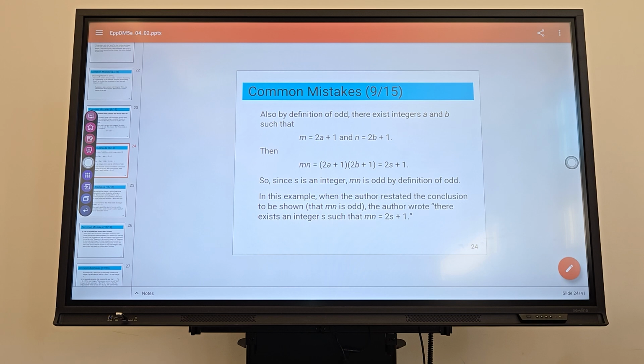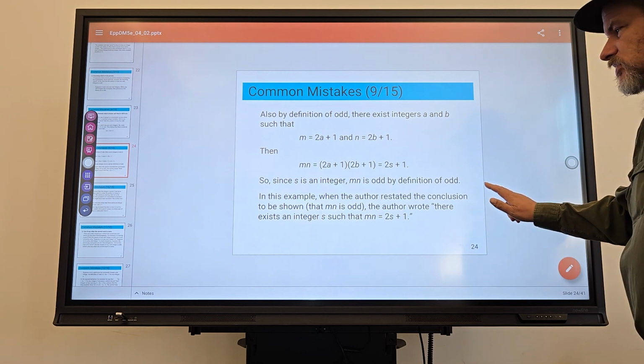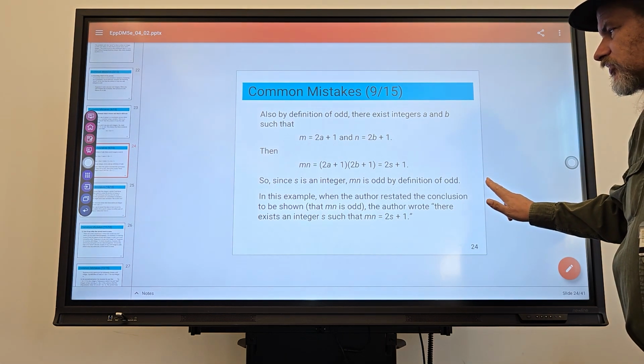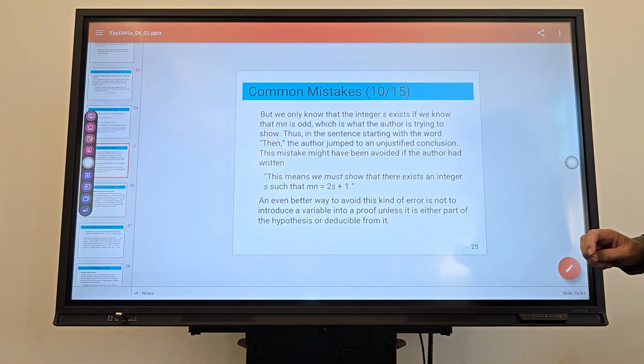Sounds like you're missing a few steps in there. It just restated the conclusion to be shown, not how it got there. The author just jumped to an unjustified conclusion.